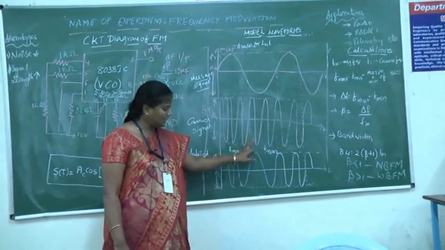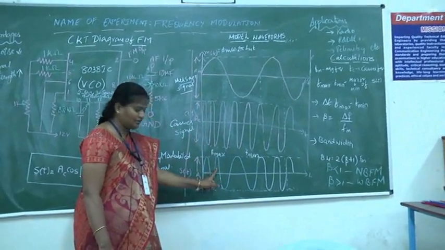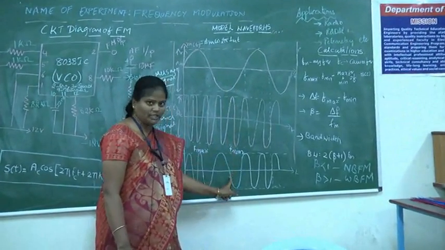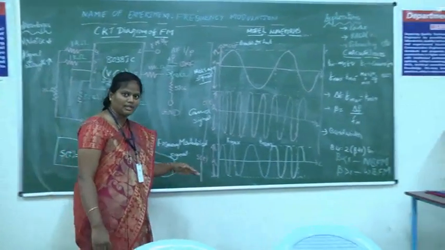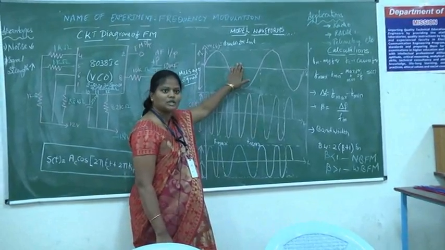The modulated signal is like this, because in the positive portion of the message signal, the carrier signal varies, as well as in the negative portion of the message signal, the carrier frequency varies. So this total will give the frequency modulation. In the demodulation portion, the same modulated signal is converted into the message signal, that is your original signal.